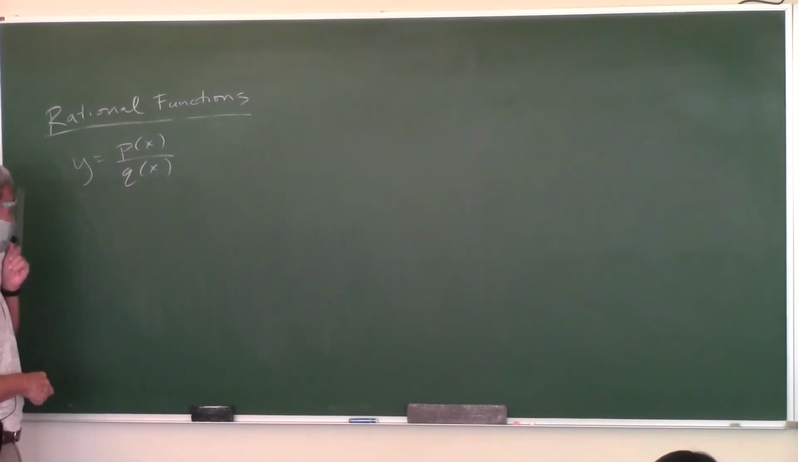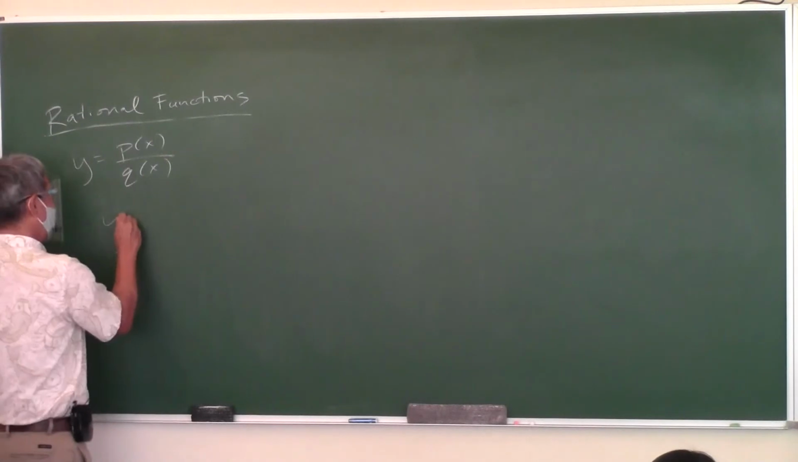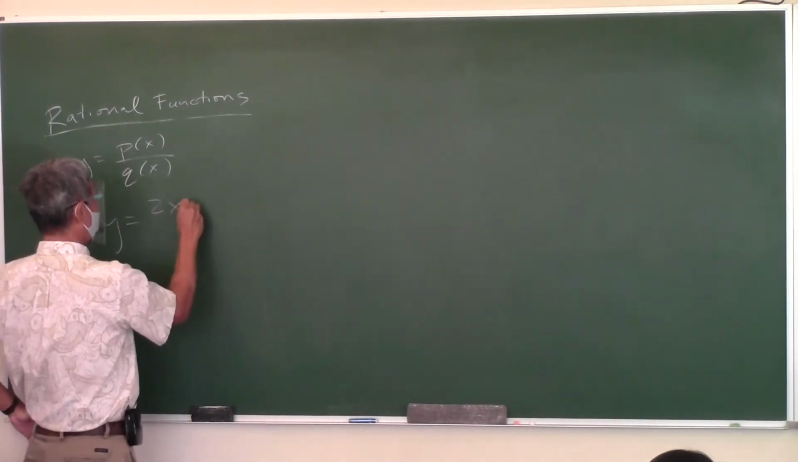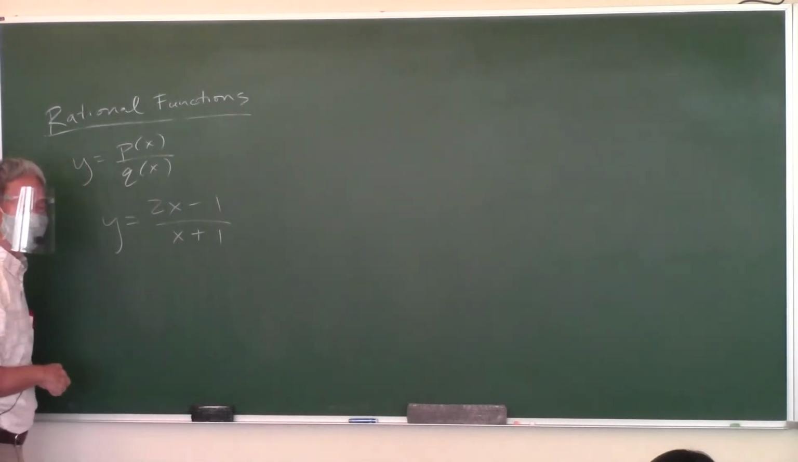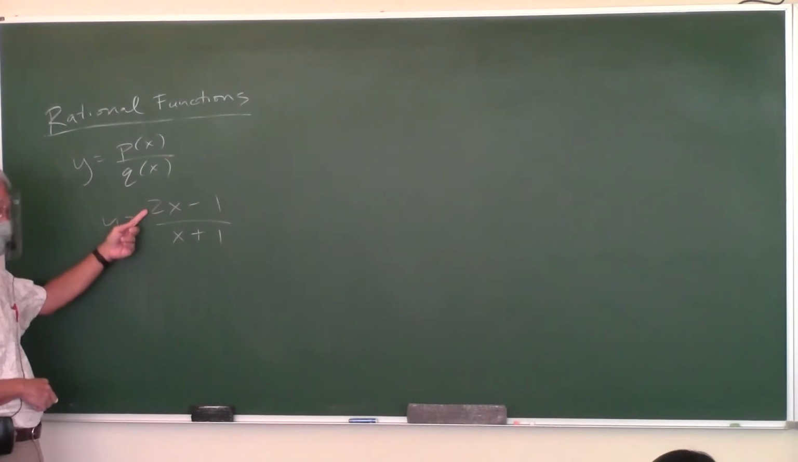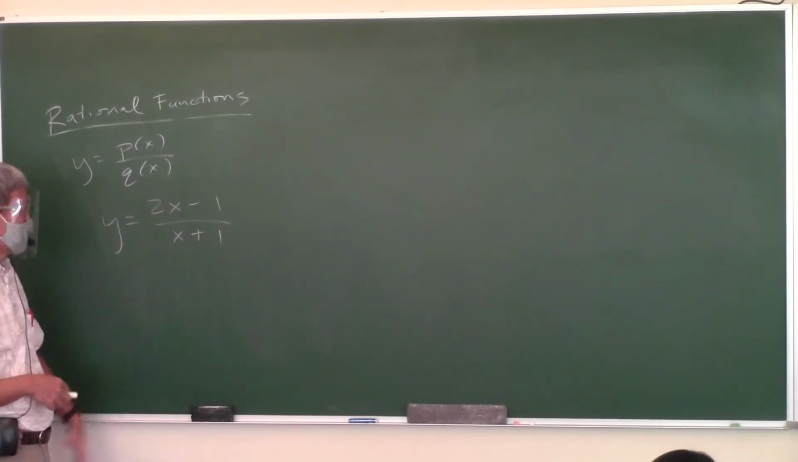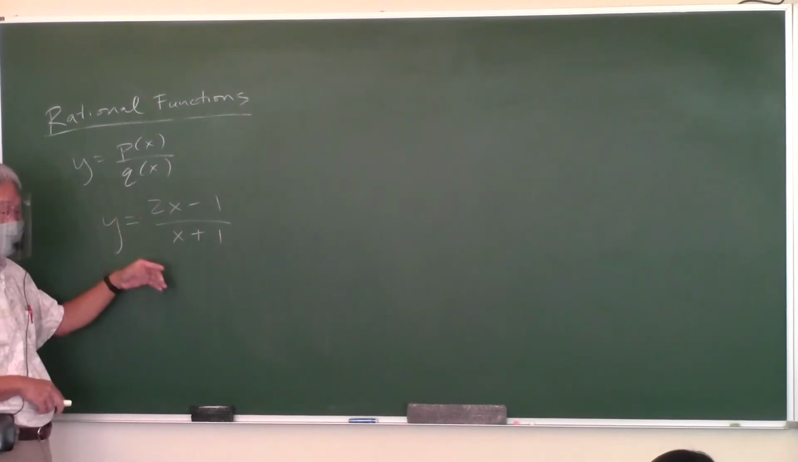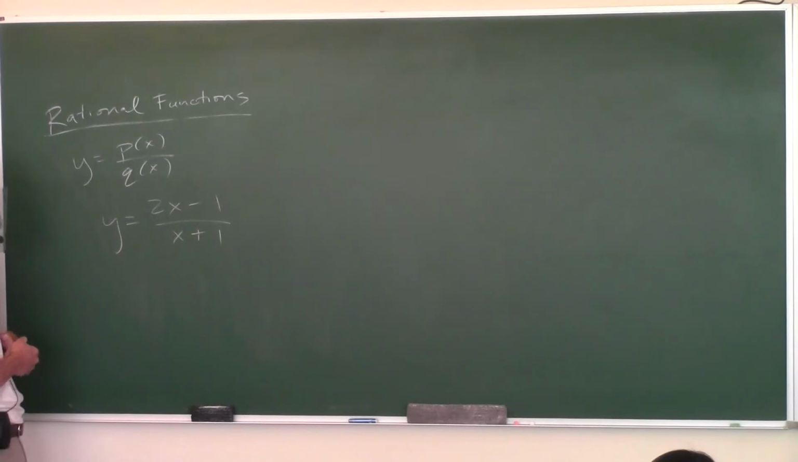Oh boy. All right, so let's do some examples. y equals (2x minus 1) all over (x plus 1). We'll start off really simple. Is this a rational function? Yeah, polynomial over polynomial. Remember, polynomial is when you have x to whole number powers. Like linear over linear, quadratic over cubic. Those are all rational functions.